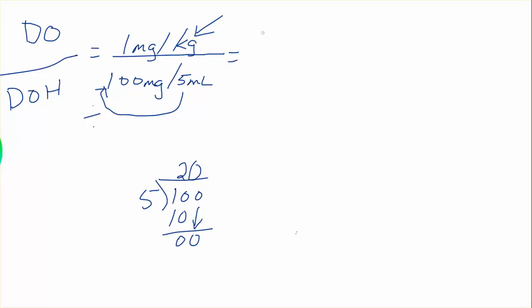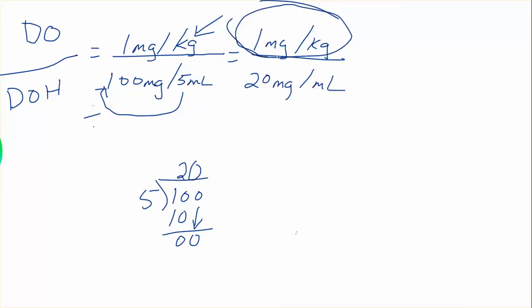So rewriting the question out, you have 1 milligram per kilogram. That's still the same up top. We haven't done anything with it yet. And now we know that the bottom is 20 milligrams per milliliter. So we've got this where we need it to be, but we've got to do something here. This is very different. So let's take a look at that right now.